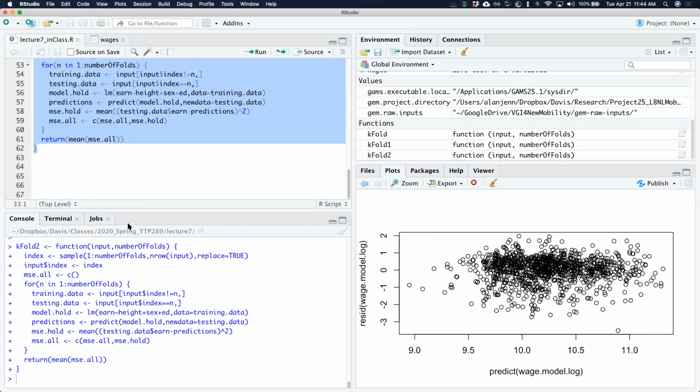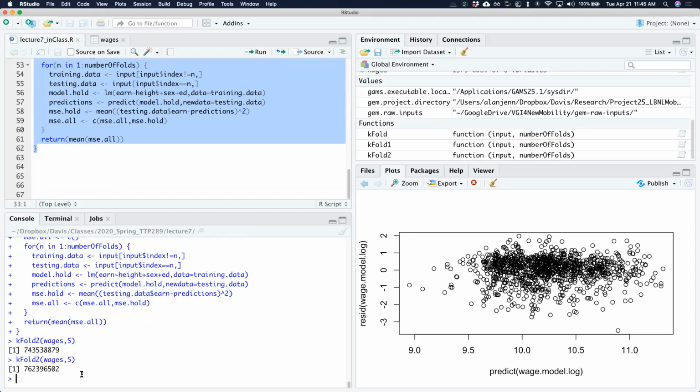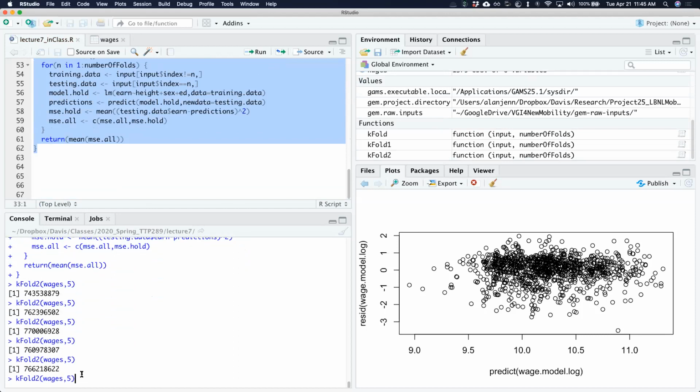And I can do that by looking at this. So we've run k-fold 1 a couple times, and now let's run k-fold 2. Our input data is wages, and the number of folds, we'll keep the same number of folds to be as consistent as possible. And so I can run k-fold 2 a bunch of times, and you can see here that the predictive ability of this particular model appears to be somewhat similar, right? We looked at the ranges.